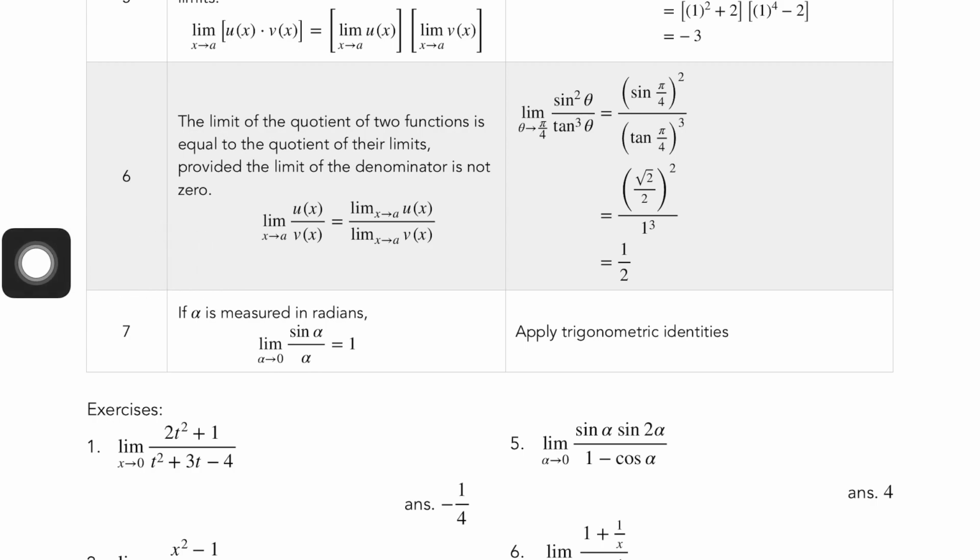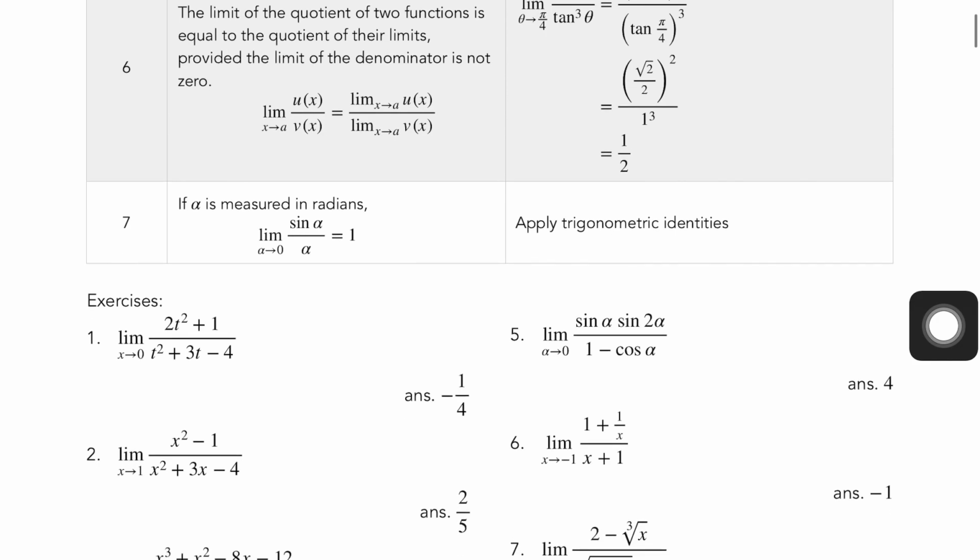If we have an example here, the limit of sine squared theta over tangent cubed theta as theta approaches pi over 4. We're just going to evaluate the limits of the numerator and the denominator independently, and then we're going to evaluate the result. And the result of this problem would now be equal to 1/2.